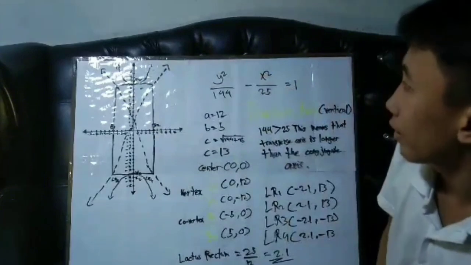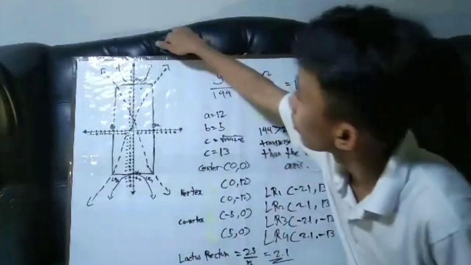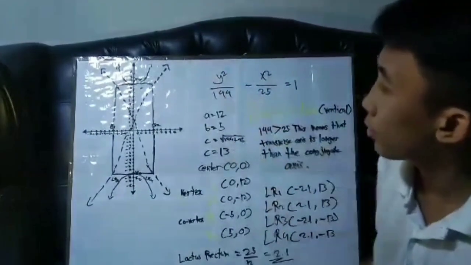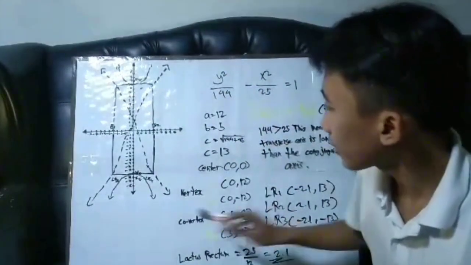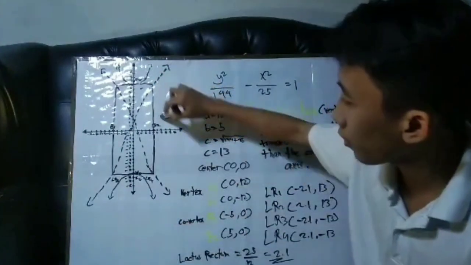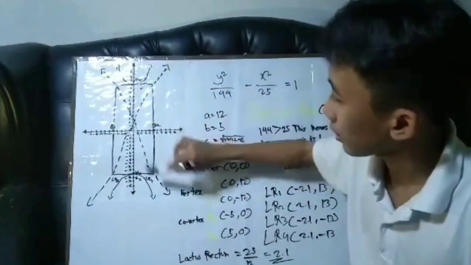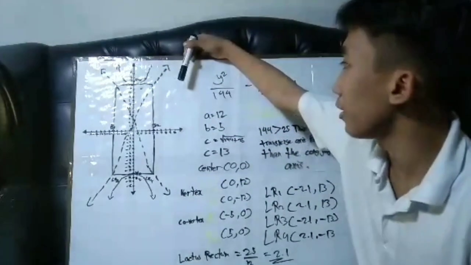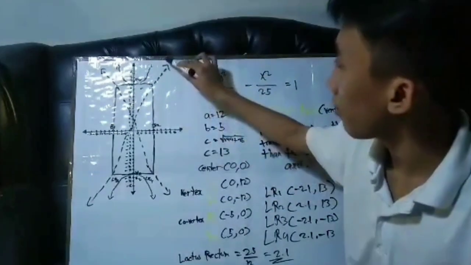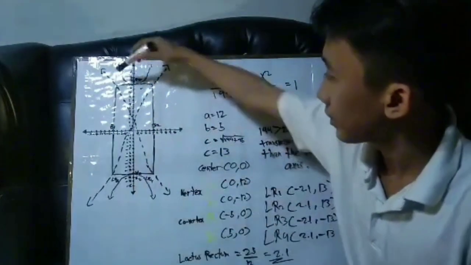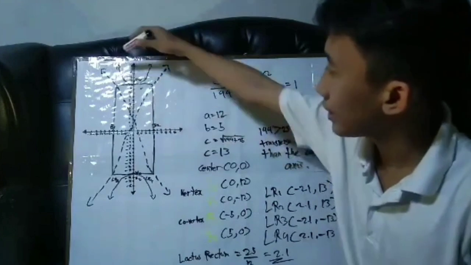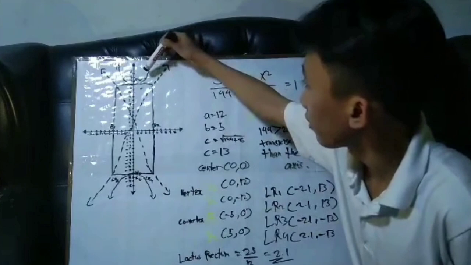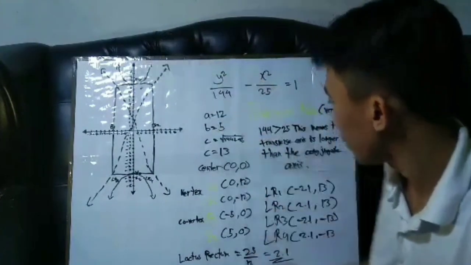Pero bago yan, may kailangan pa tayo. Ang tawag po dito is asymptote. So, lahat, madadaanan nito yung vertex. Tapos, mabubuo siya as a rectangle. So, after mabuo ng rectangle, mag-draw tayo ng line. Dapat hindi dyan tatama yung graph natin. So, ito na, ma-graph na natin siya.